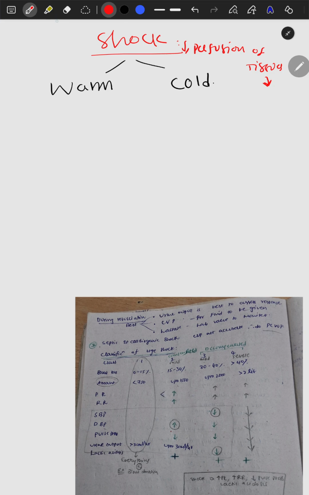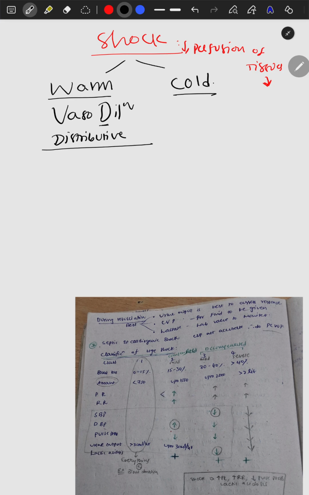Okay, now when you come to types of shock, this is the most commonly asked: what is warm shock, what is cold shock? Remember, warm is vasodilation. Okay, vasodilation. It is a distributive shock. What are the examples you get under here? It includes all those where vasodilation occurs. In sepsis, vasodilation occurs. In anaphylaxis, vasodilation occurs. And in neurogenic, vasodilation occurs because there is no sympathetic activity.